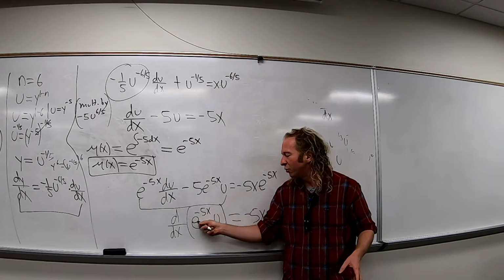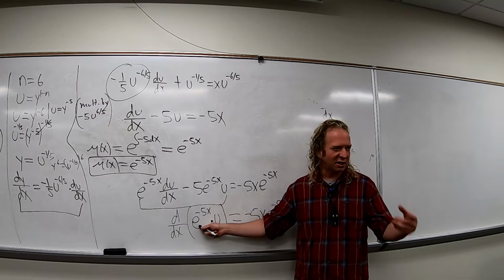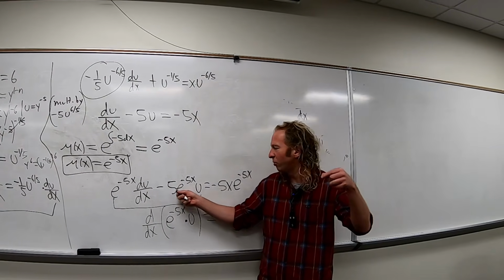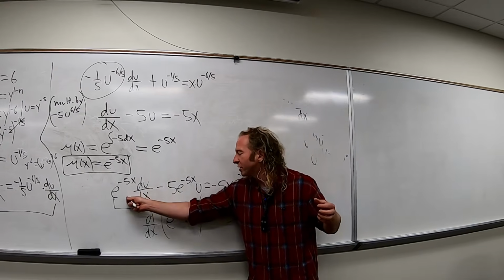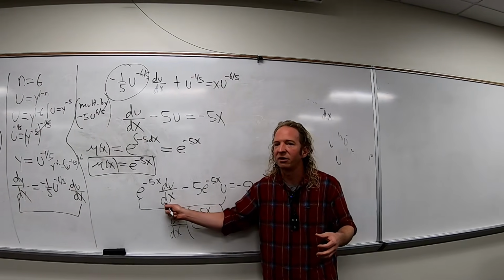Let me do it again. The derivative of e to the x is e to the x, so it's e to the negative 5x times negative 5. Boom, there it is. That's the derivative of the first times the second plus the first times the derivative of the second, right? So it checks.